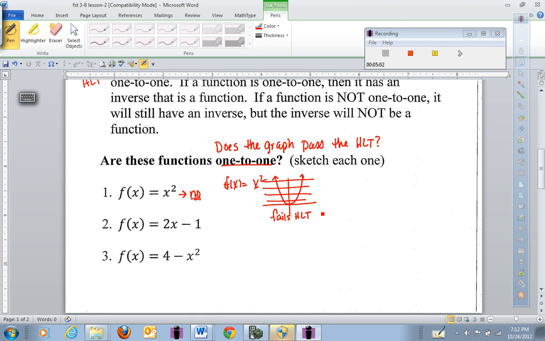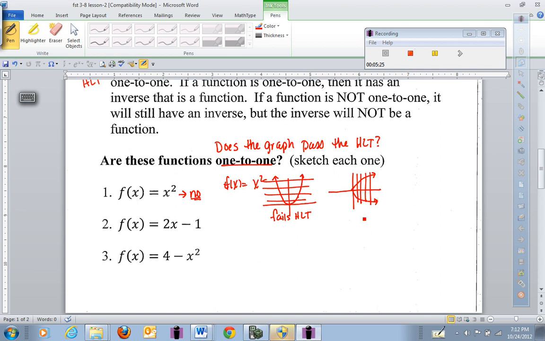I can still switch all the ordered pairs around and form a function, but the function will not pass the VLT. So if I took this function and I switched all the ordered pairs around, it would make a parabola lying on its side. And that would not pass the vertical line test. So the inverse of this parabola is not a function.